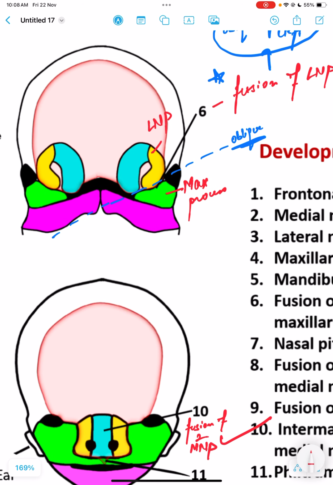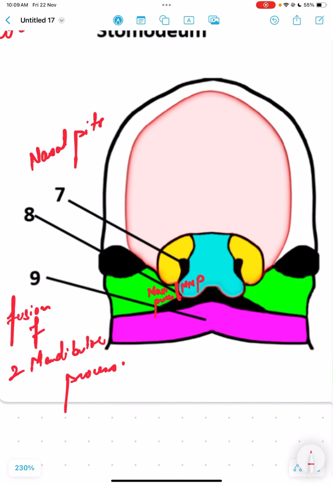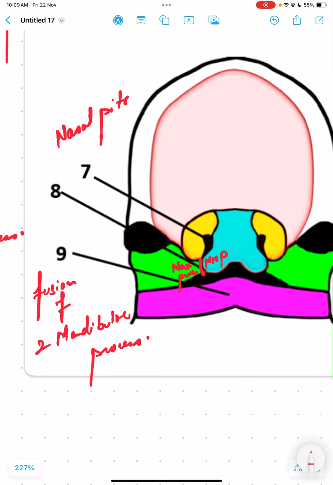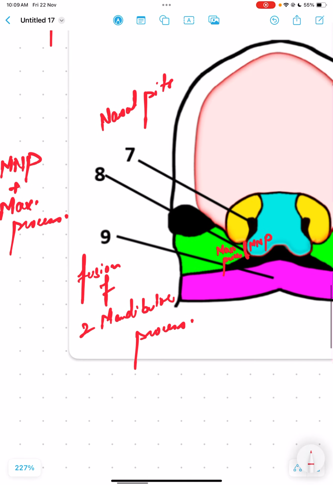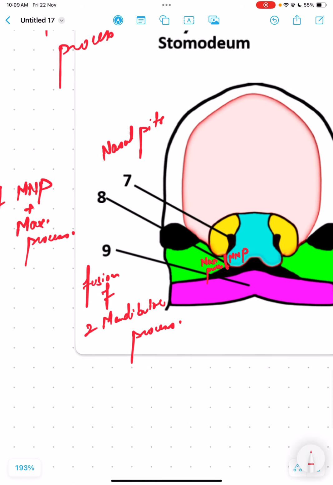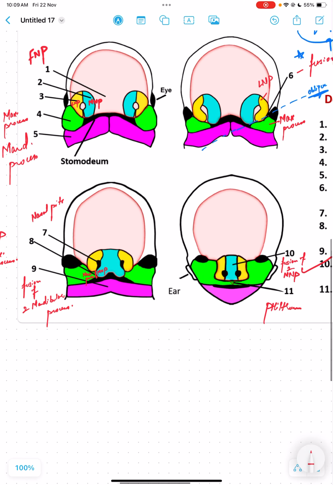Lateral nasal process here fuses with maxillary process, but if this fusion is not formed, it can lead to the formation of oblique facial cleft. Okay, then there will be the formation of nasal pits in the 7th figure, and then in the 8th figure there will be the fusion of medial nasal process and maxillary process. Okay, and below to it the two mandibular processes also fuse together.